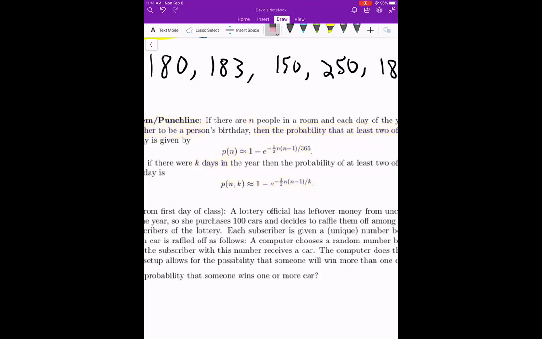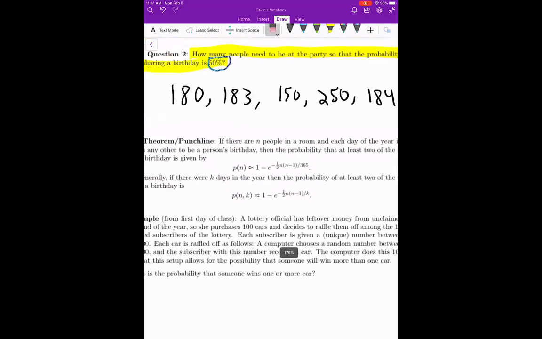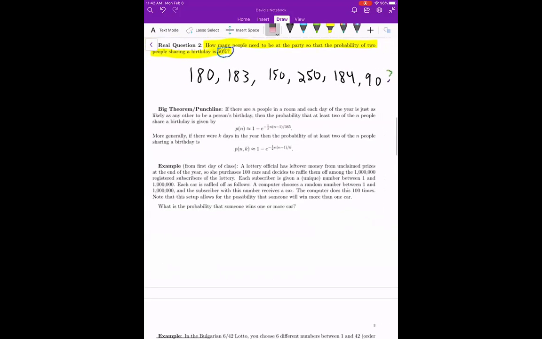Get rid of all this highlighting. Okay, so here's a question from the very first day of class. And now that I'm looking at it, I think this 100 was actually a 400 or something, but it doesn't matter. That number is arbitrary. Okay, so a lottery official has some leftover money. They're going to purchase 100 cars and raffle them off among the 1 million subscribers to the lottery.